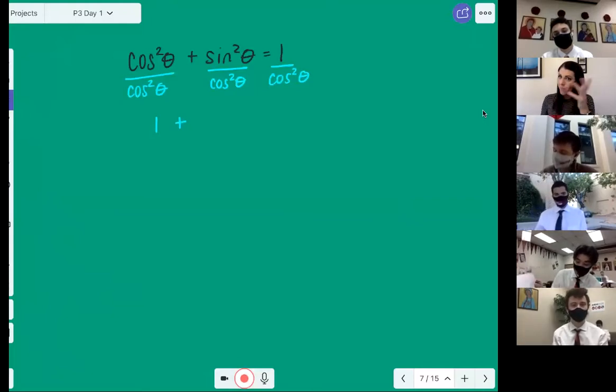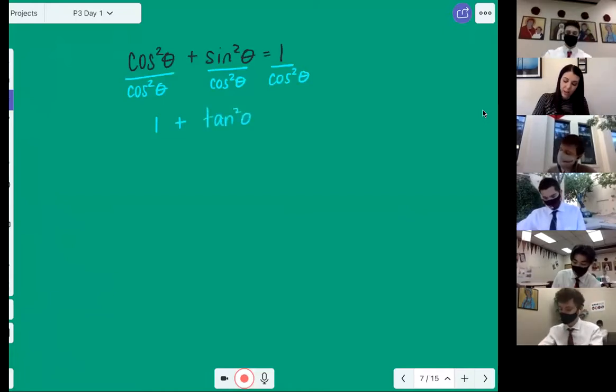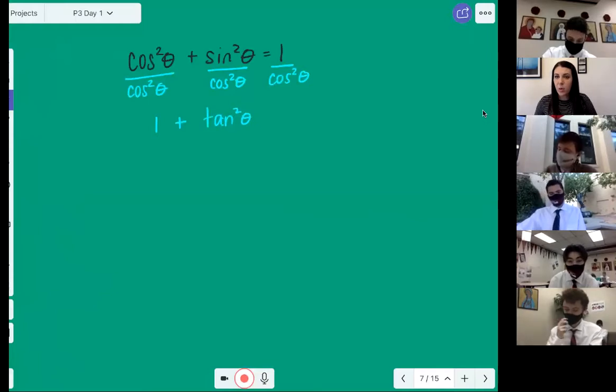Tangent squared. That's it. You got it. Perfect. A lot of guys will forget the squared here. It's still Pythag, so it should still be squared. And that's what happens when you have a sine squared over a cosine squared, you get a tangent squared.